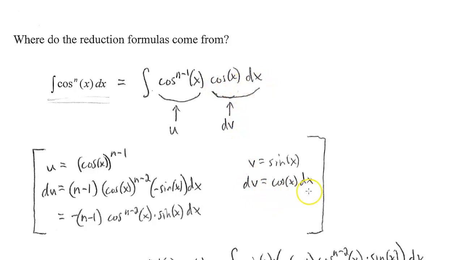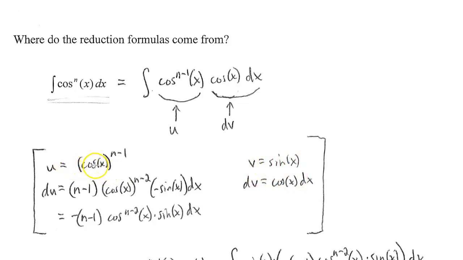So I've written the dv down here, cosine x dx. The u is cosine to the n minus 1. That's the way I've written it here. This is just a difference in notation, but these things mean the same thing. This is cosine of x, that whole thing to the n minus 1. Well, if dv is cosine, what's v? Well, v would be the integral of cosine, which is positive sine. Remember, the derivative of cosine would be minus sine. The integral is positive sine.